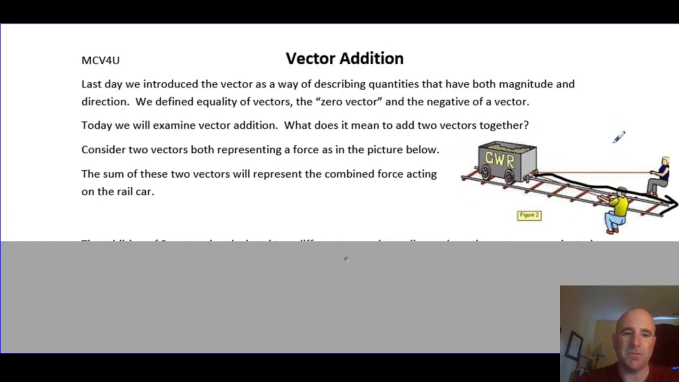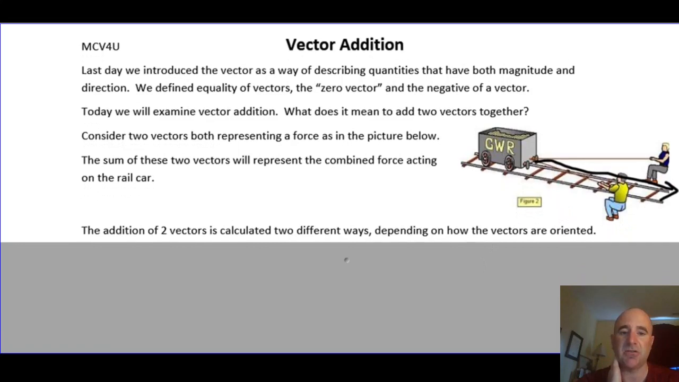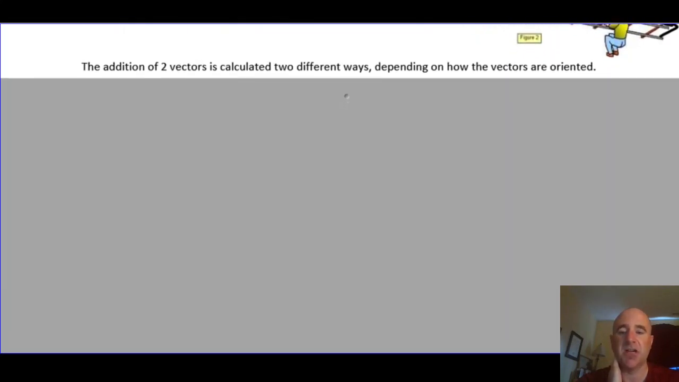Now, this idea of what it means to add two vectors just gives you a visual picture. We are going to define very specifically what it means to add two vectors together. And there are actually two different ways to calculate the sum of two vectors. Sometimes, instead of the word sum, we use the word resultant. And that depends on how the vectors are oriented.